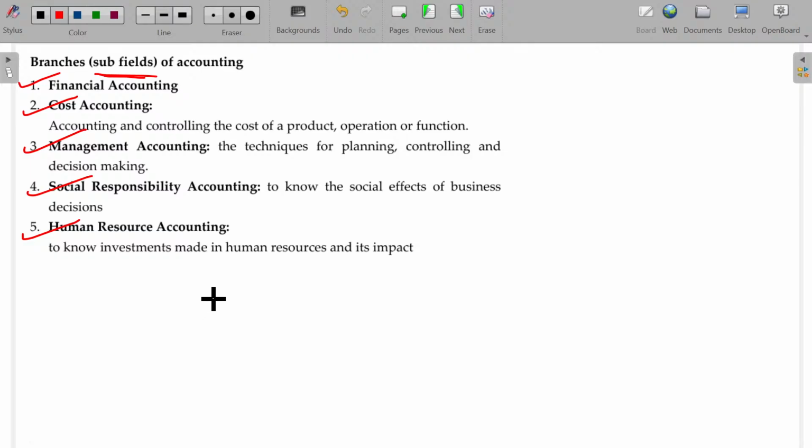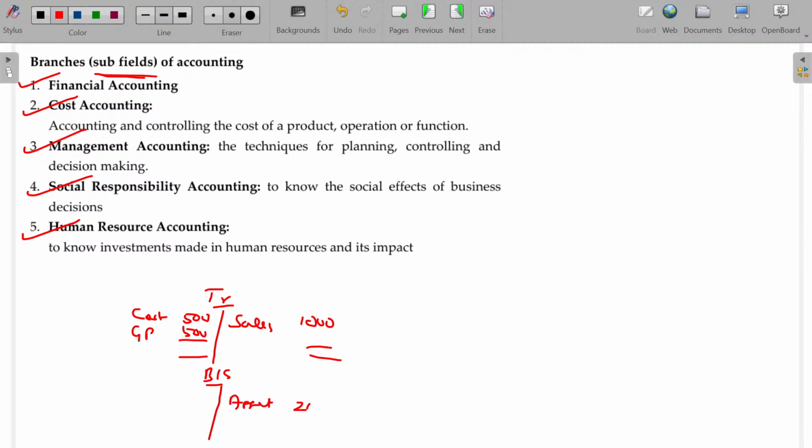See, in a company's trading account and balance sheet, sales being 1000, cost being 500 rupees, and your GP being 500 rupees. The asset they have is only 200 rupees.